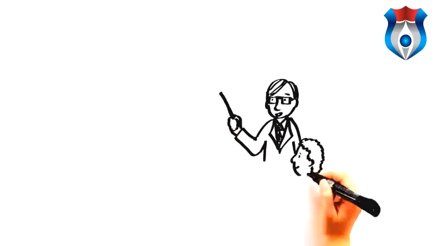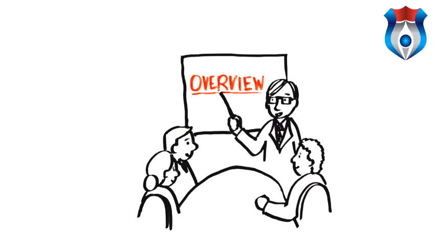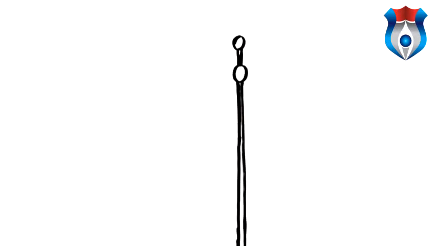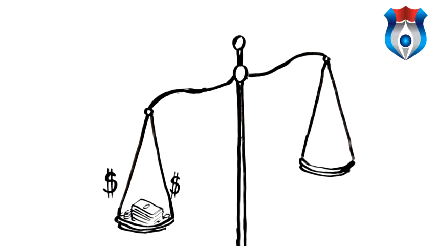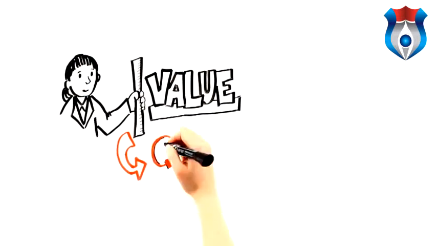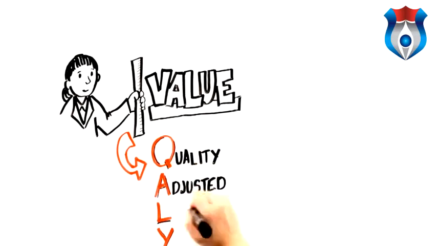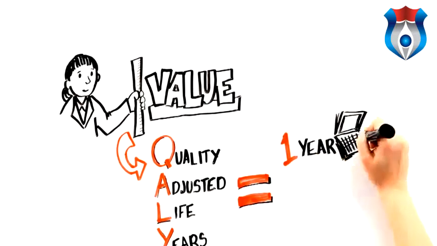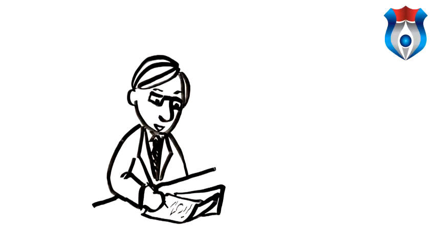I want to give you a high-level overview on how we do this. The key thing is being able to put a value on a new drug or procedure. In healthcare, we measure value as a unit called QALYs, or quality adjusted life years. One QALY is equal to living for 1 year in perfect health. So how do we work this out?